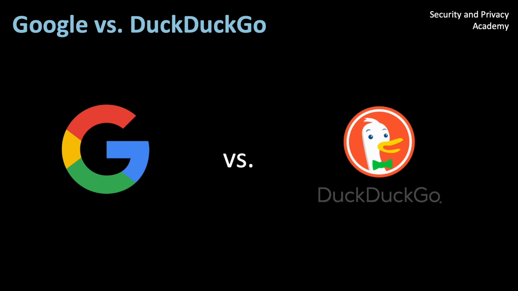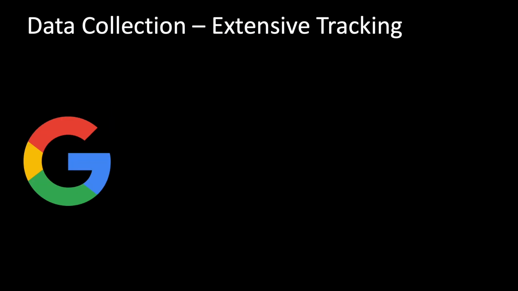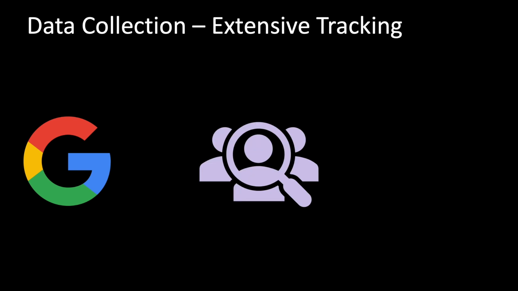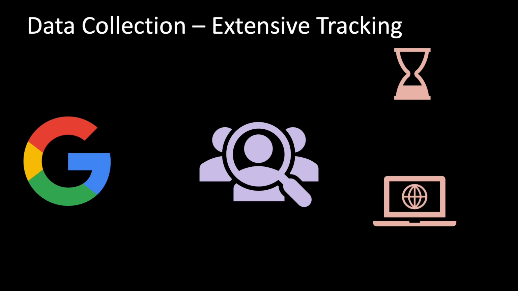So Google and DuckDuckGo approach user privacy differently, obviously, and each has its own set of practices and features. So first, the data collection and the extensive tracking Google does. Google collects a vast amount of user data, as you should be aware of, including search history, location data, browsing habits, and interactions across various services. For example, Gmail, YouTube, and so on.